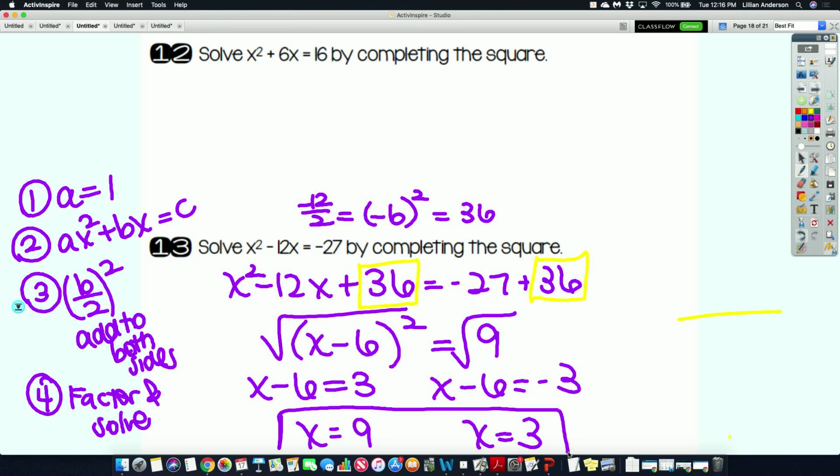No, your numbers will not always be whole numbers. You might have some simplified radicals. Okay? So be aware of that. As long as you double check your work, then you're good to go.